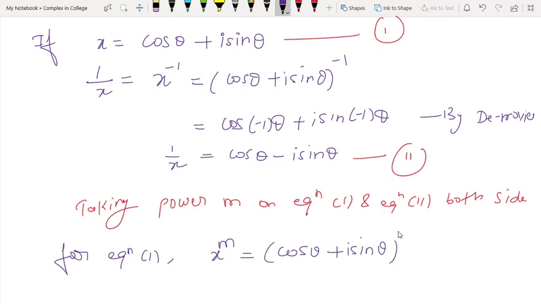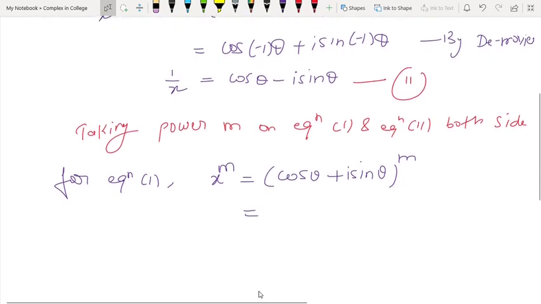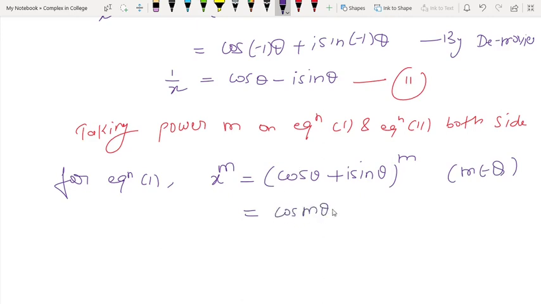Yes or no? x raised to m equals cos theta plus i sin theta raised to m. This will be equal to, if I can apply De Moivre's now here, because m is some rational number, by De Moivre's theorem we can write it as cos m theta plus i sin m theta, isn't it? So this is what your x raised to m.